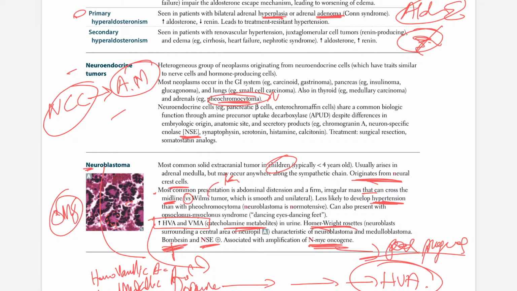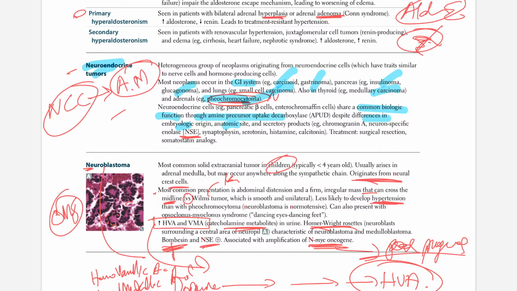So the first thing we talk about is neuroendocrine tumors. Essentially, we are talking about everything that we are going to mention from this page onward, right? So we are talking about neoplasm of the GI, carcinoid, gastrinoma, insulinoma, glucagonoma, small cell carcinoma, medullary carcinoma, and pheochromocytoma. All of them are neuroendocrine tumors, and they have a common biological function through amine precursor uptake by the APUD, which is decarboxylase, despite differences in their embryonic origin, anatomic site, and secreted products.